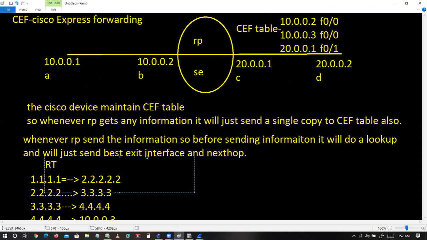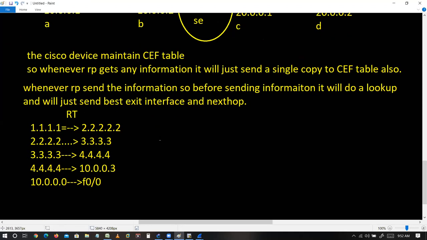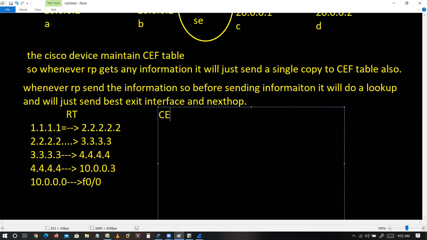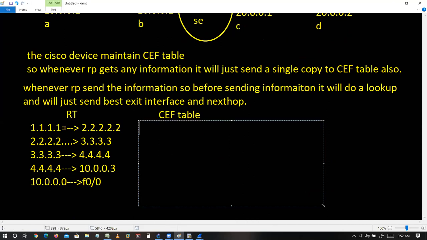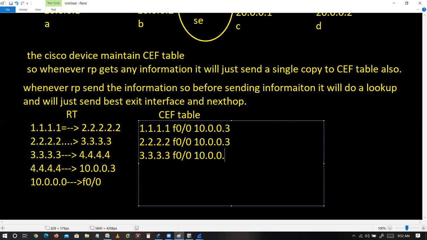Okay, so whenever this router puts the route in the CEF table, let's suppose here I configure the CEF table. The routing table will say, if you want to communicate to 1.1.1.1, use F0/0 with the next hop of 10.0.0.3. If you want to communicate to 2 network, again we have the same thing. If I want to communicate to 3.3.3.3, the next hop is 10.0.0.3.